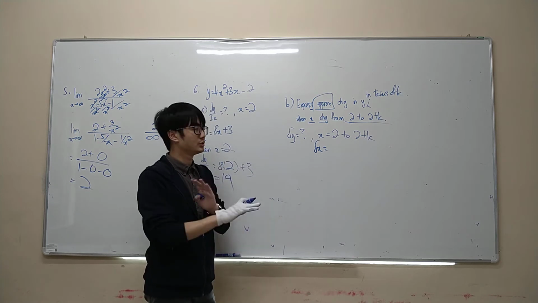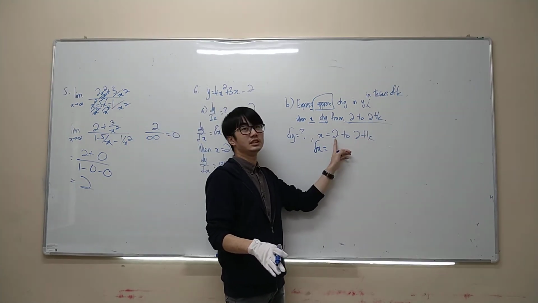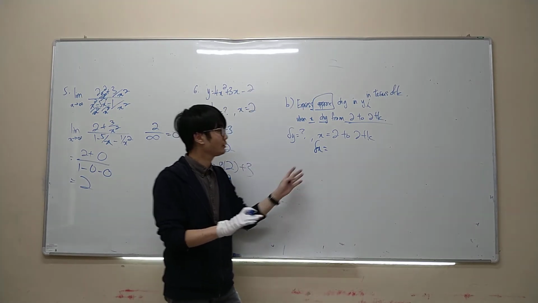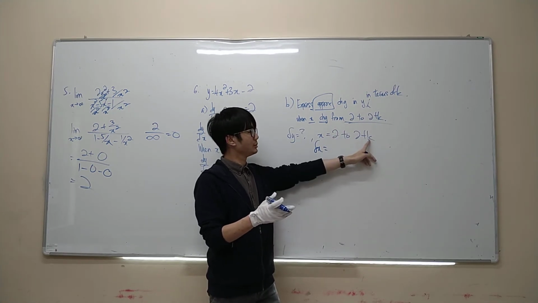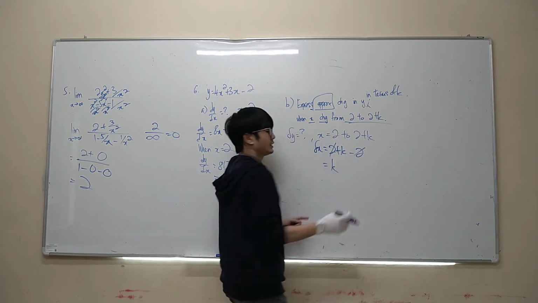The delta x formula is very easy. You just take this number minus this number. Not big minus small. You have to take the new value minus the original value. So the new value will be 2 plus k minus 2. 2 minus 2 is 0, so the delta x is k.